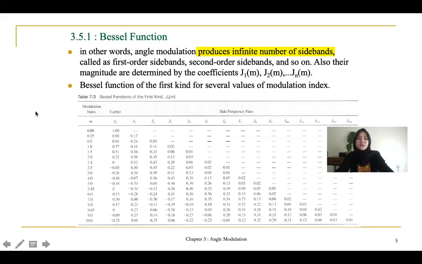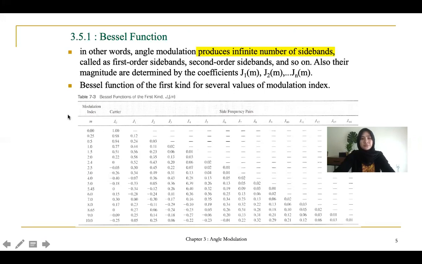So in other words, angle modulation produces an infinite number of sidebands depending on the modulation index. Okay, so how can we know how many sidebands exist in the angle modulated wave? First of all, you need to determine the modulation index. Then you need to refer to this table. This table we call the Bessel function table.